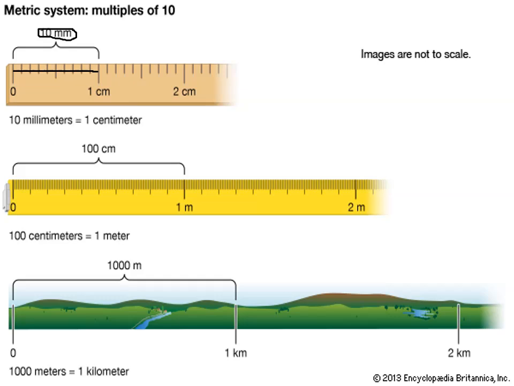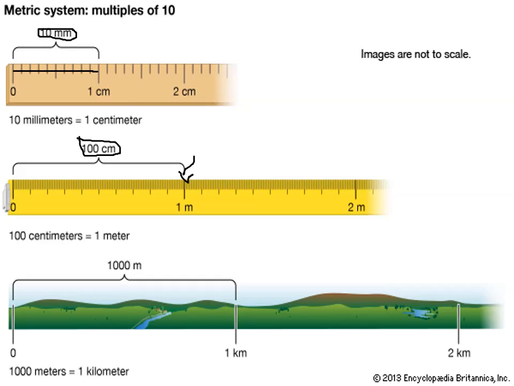Now, if we look at the next one down, we can see that there are 100 centimeters in a meter. So a meter is 100 centimeters, and that's similar to what we think of as something like a yard. So if you're familiar with football, you know about how much a yard is. A meter's about the same length.